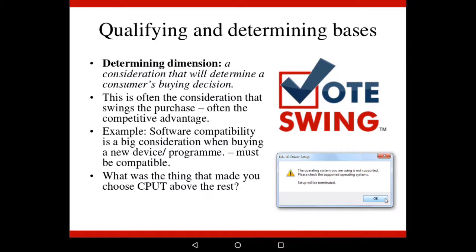What was the thing, for example, that made you choose CPUT above the rest? Was it price? Was it the location? Was it because you were accepted? Was it because one of your family members had gone there? Was it because it's easy to get a job? Because you do an internship? What was the reason? Depending on what that reason is, that would be your determining dimension. It's what determined for you to actually choose CPUT above other universities.